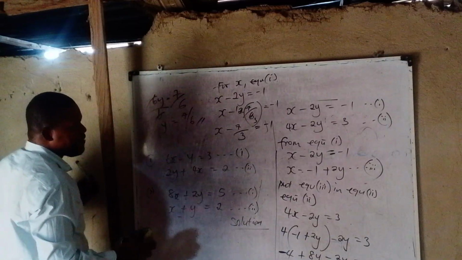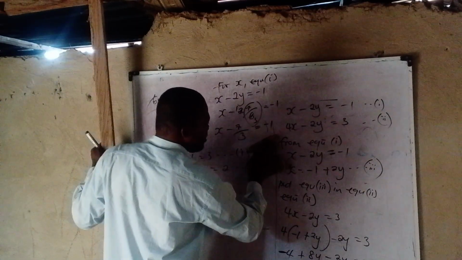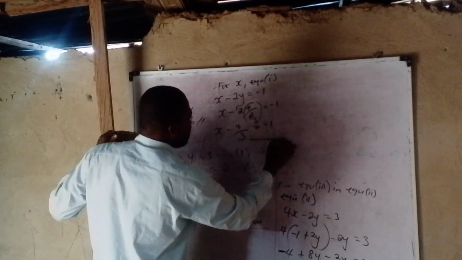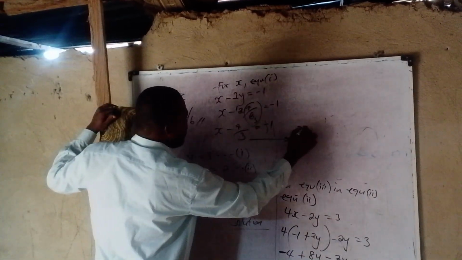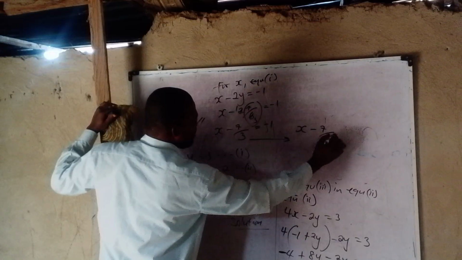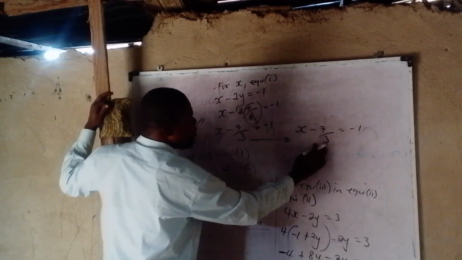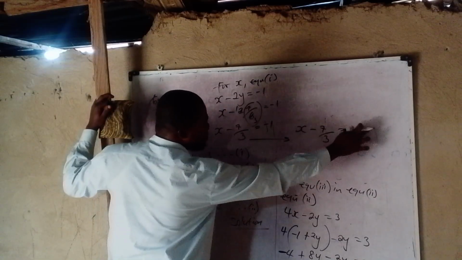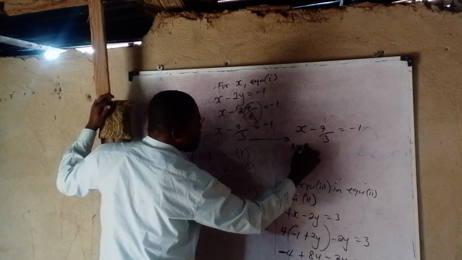Sorry, I have to clean here. So from this side, it's now (x minus 7) over 3 equal to minus 1. See, I have 3. What would I do to remove this 3? I'll multiply through by 3.